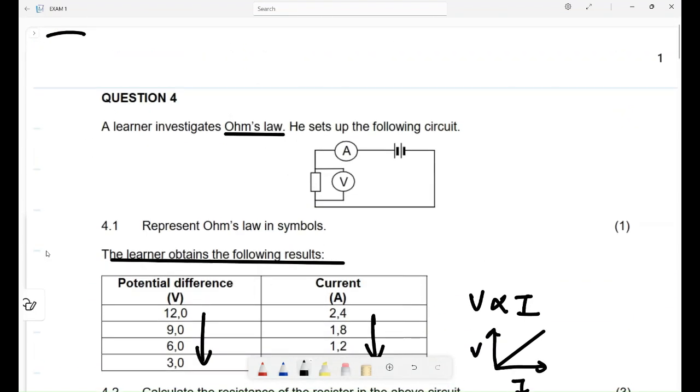All right, let's answer 4.1. Represent Ohm's law in symbols. You can say R is equal to V divided by I, or preferably you'll say V is directly proportional to I. Between the two, you can choose this one or this one.